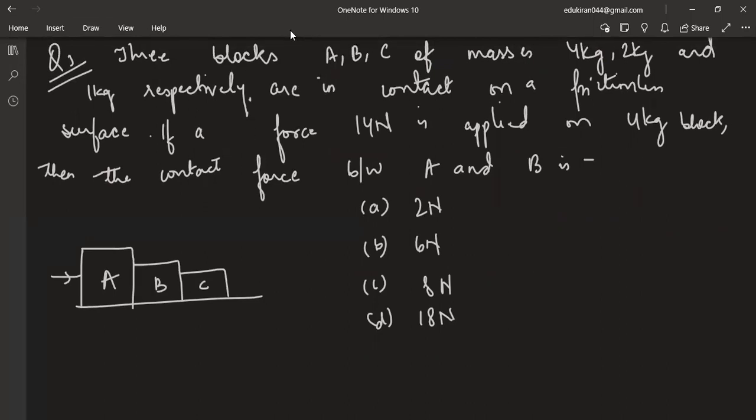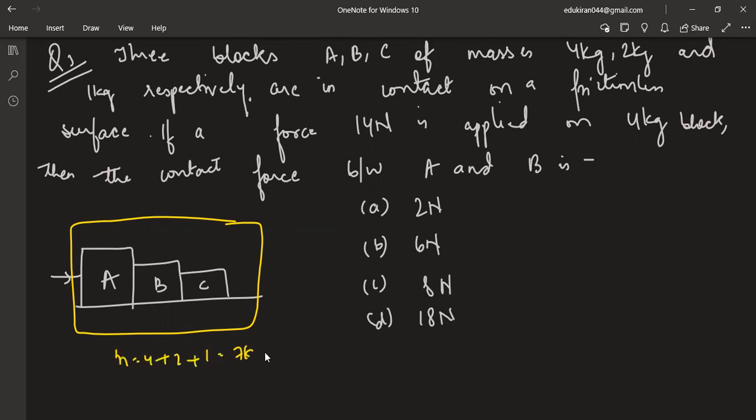See, in this question, most of you have answered it correctly. What is the total mass of this system? We have 4 kg, 2 kg, 1 kg. That is 4 plus 2 plus 1, that is 7 kg, right? This is the total mass. And the force that is applied is 14 Newton.